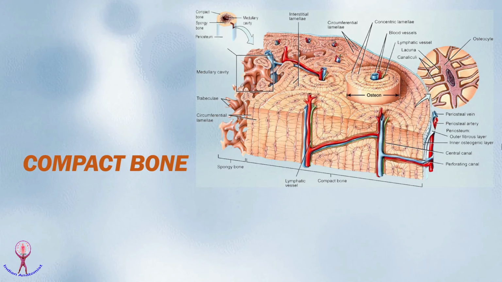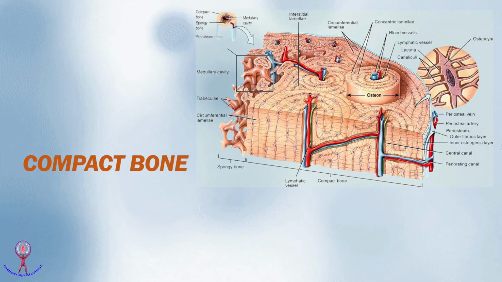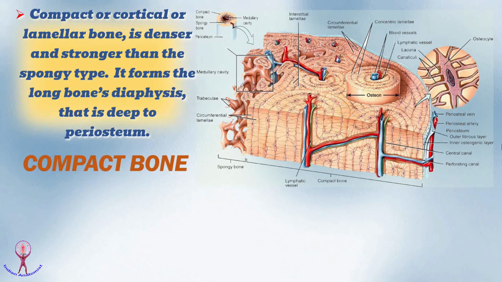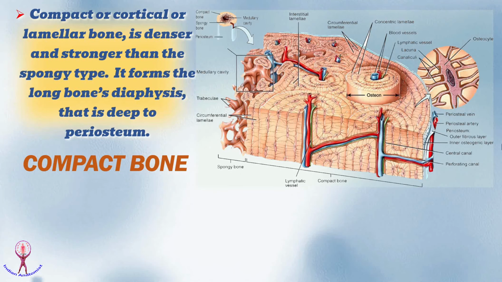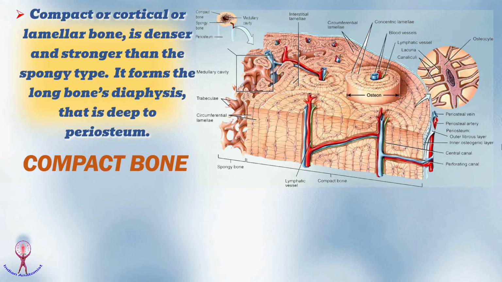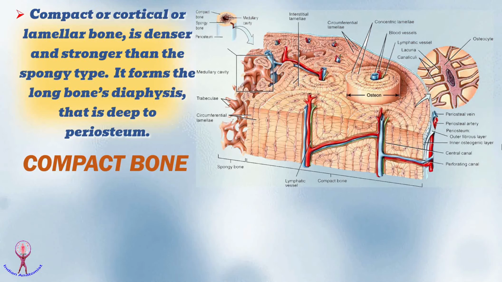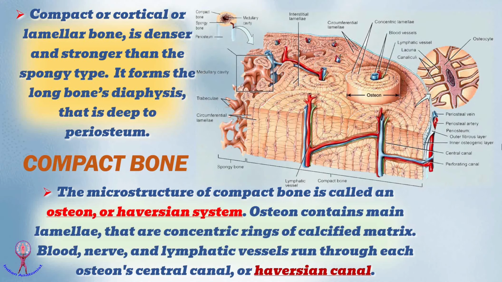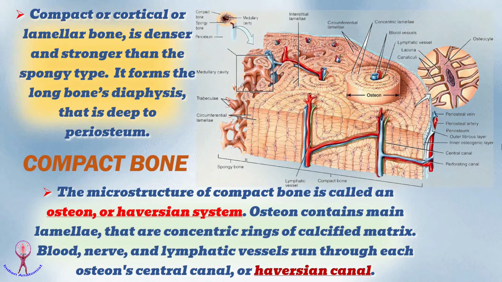Let's find out more about compact and spongy bone. Compact, or cortical, or lamellar bone, is denser and stronger than the spongy type. It forms the long bones' diaphysis, that is deep to the periosteum. The microstructure of compact bone is called an osteon, or Haversian system. Osteon contains main lamellae, that are concentric rings of calcified matrix.